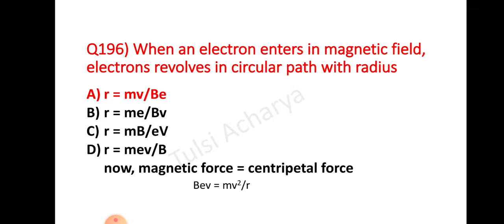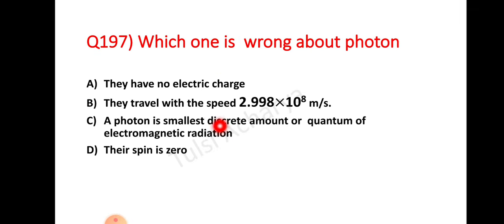Now let us move to question number 197. Which one is wrong about photon? They have no electric charge. This is true. They travel with the velocity of light. This is also true. A photon is the smallest discrete amount or quantum of electromagnetic radiation. This is also true. Their spin is 0. This is false. In fact, spin of photon is 1.